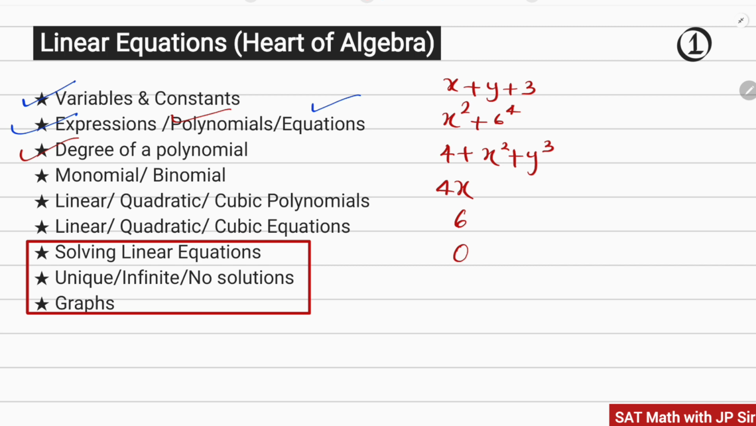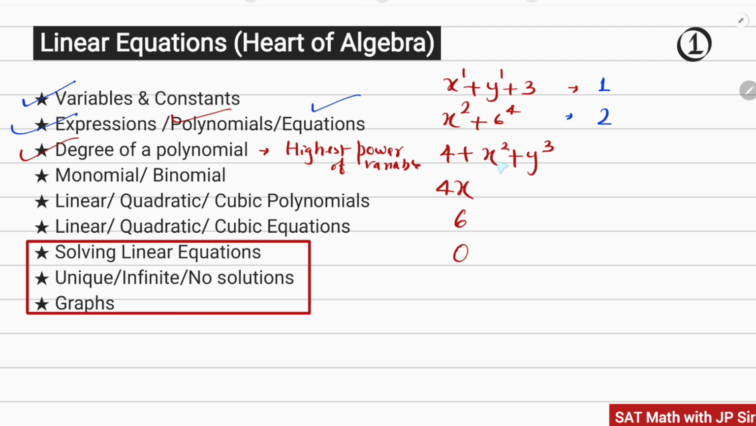Now, degree of a polynomial is the largest power, the highest power. What is the highest power of a variable? So what is the highest power of a variable here? It is 1. So its degree is 1. What about this? What is the highest power of a variable? Now, the highest power of the variable is 2. Don't say that it's 4, because it's the power of a constant, not of a variable. So its degree is 2.